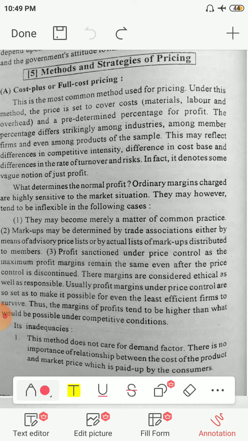So even if the government discontinues the price control, the industry continues to have that profit margin. Why? Because it would be higher. If they compete with each other, they have to lower the profit margin, and that would not be beneficial for them. So these are the three situations where the margin of profit becomes rigid.